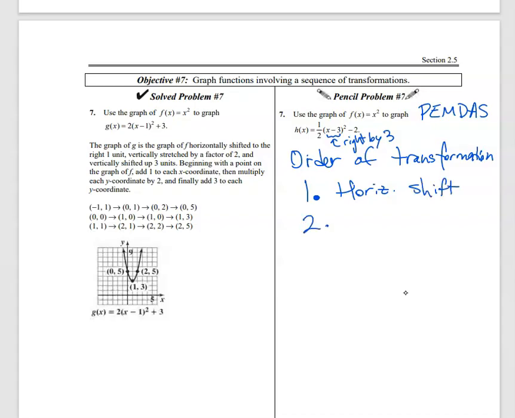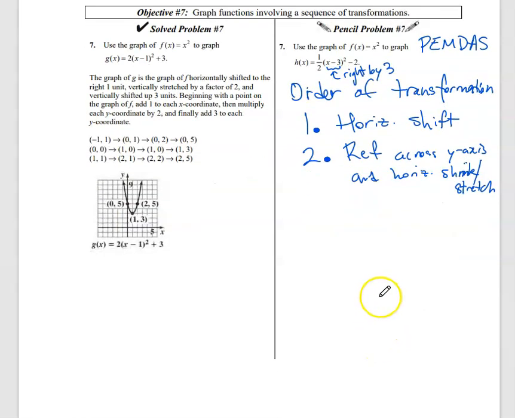And then we still want to do something horizontally. What else could happen horizontally are the reflections: reflect across the y-axis, and any kind of horizontal shrinks. This can happen right now. It would shrink, or stretch. That happens next. And now we're done doing everything that can happen horizontally.